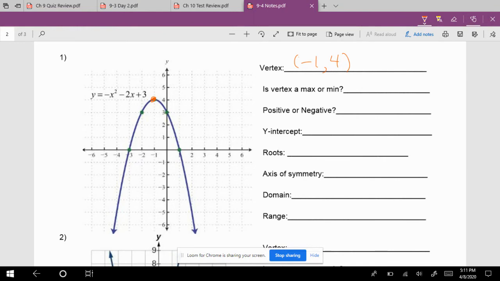Okay, is this vertex a maximum or a minimum? Well, again, think about the roller coaster. I'm going up, up, up, up, up the roller coaster, and then I get to the peak, and then I start to come down. So I reach a maximum height.